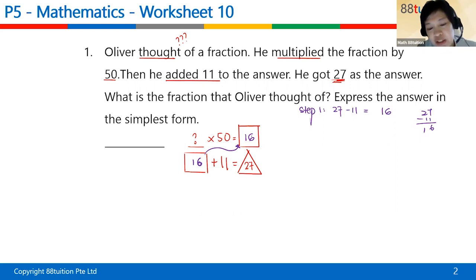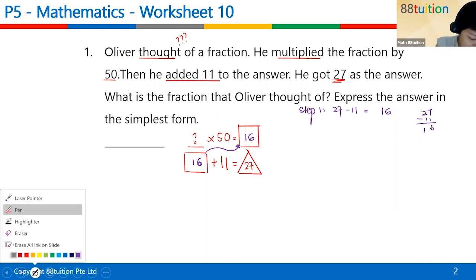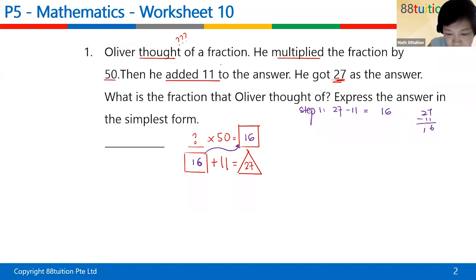Something times 50 gives you 16. So what is that number that is multiplied by 50? It must be a small number, right? Or even less than 1. What do we call this thing? He gave you a hint earlier on. You see, red color. Okay, I give you a blue color. What do you call this? It must be a fraction.